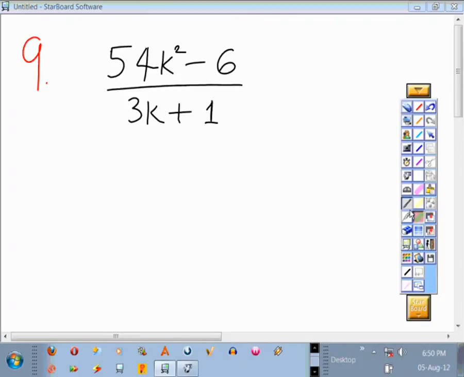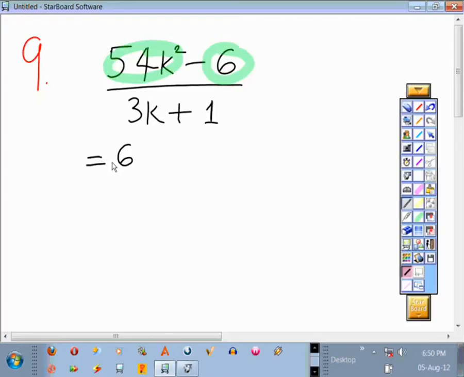We can see from the two terms that 6 is common to them. So we first and foremost factor out that 6. So we have 6 into, by the time we write this, 9k squared minus 1, all over 3k plus 1.